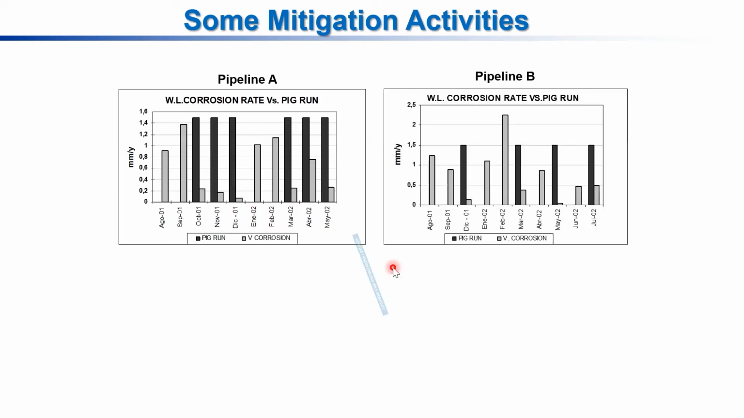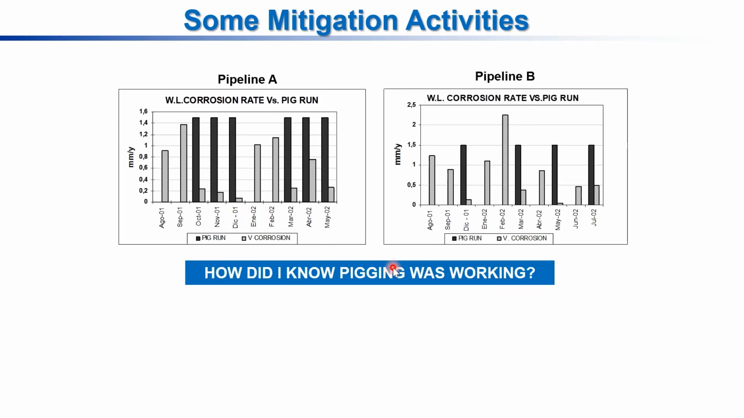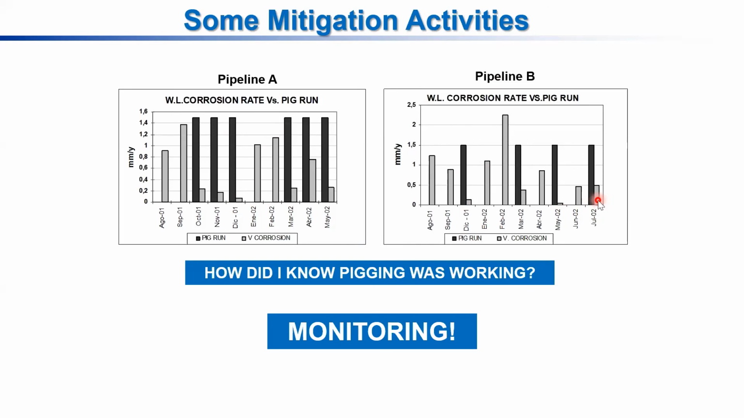Pipeline B, we had no pigging. The dark bar here: pigging, corrosion rate down; pigging, corrosion rate down; pigging, corrosion rate down; pigging, corrosion rate down. How did I know that the pigging was working? By monitoring. In this case, I had such high corrosion rates that I used corrosion coupons.